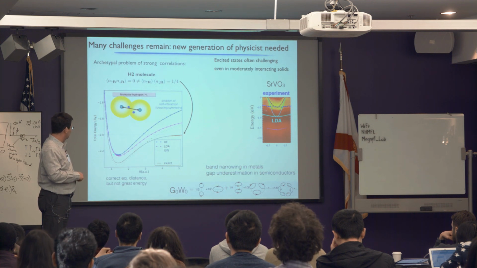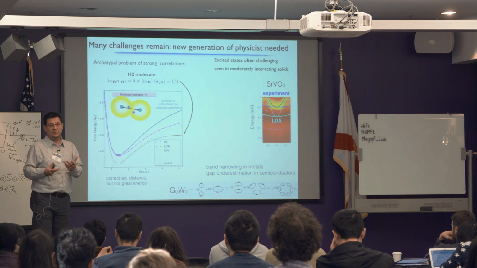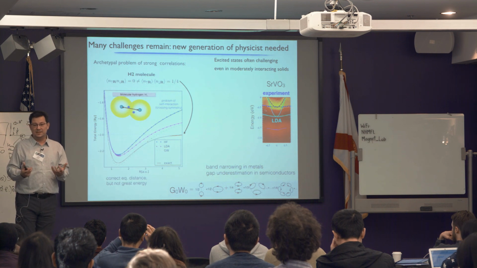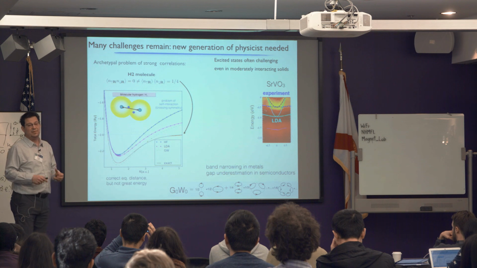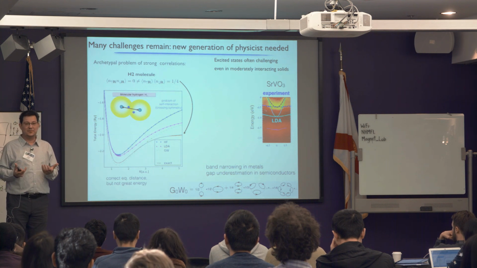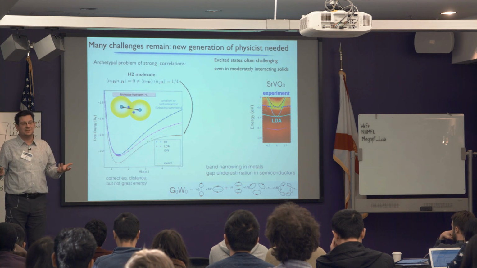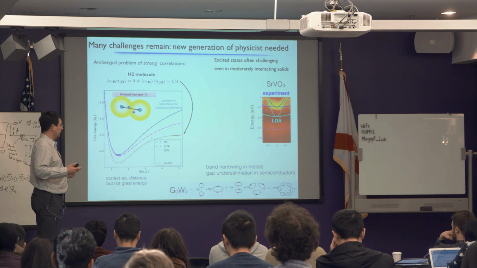You look close to the equilibrium, and they all give more or less the same minimum in the same place. The total energy is not so great, but the minimum is more or less where it's supposed to be. So when it comes to structural predictions, all of them are reasonable.